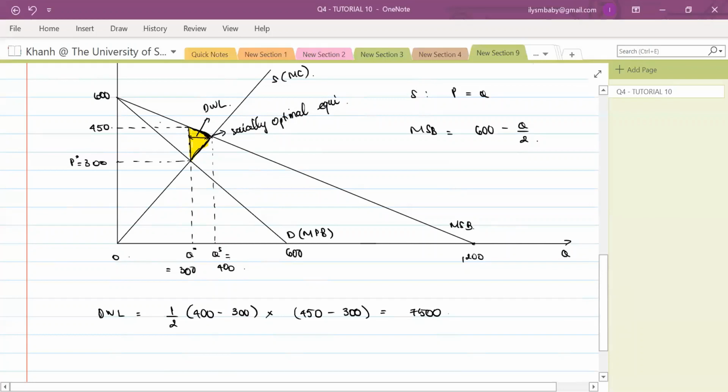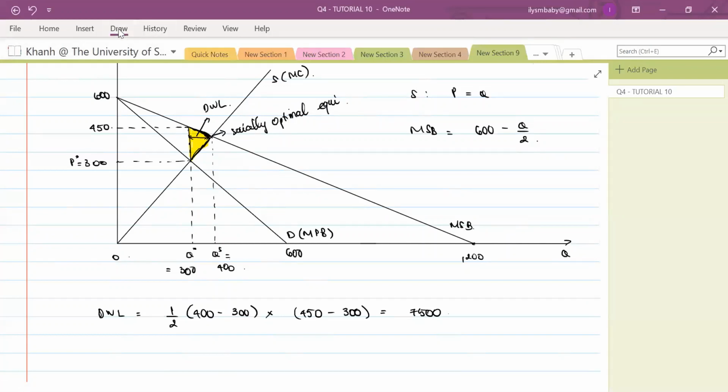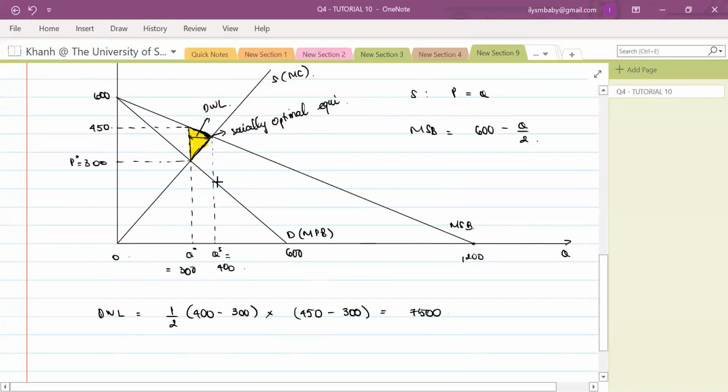Okay, so what we want to do is shift the supply curve all the way to the right, or downward, such that it's going to cut the demand curve at the quantity 400. Okay, so we want to shift the marginal cost curve such that it's going to cut the marginal private benefit or demand curve at 400, and that is going to be the competitive equilibrium.